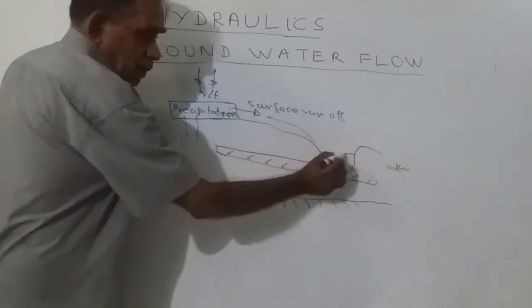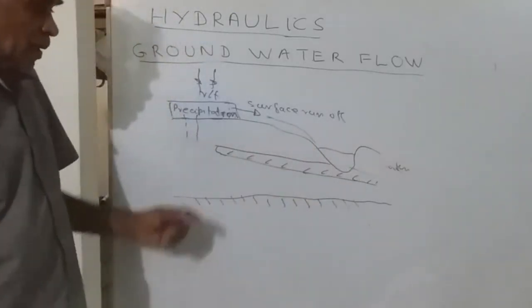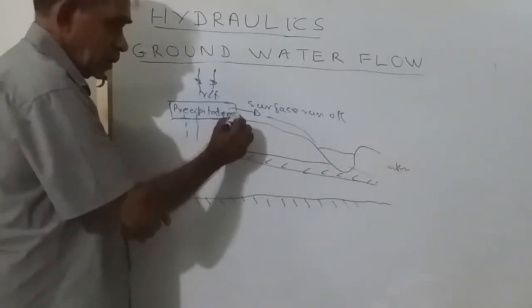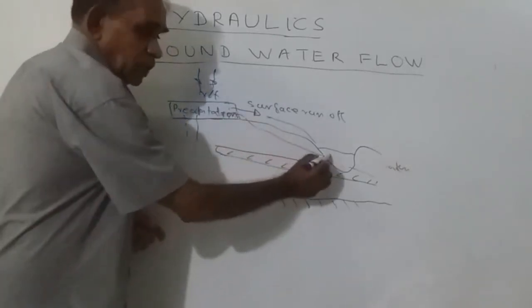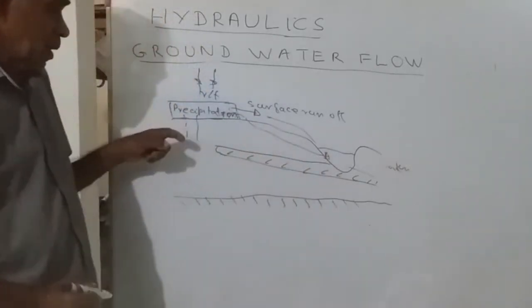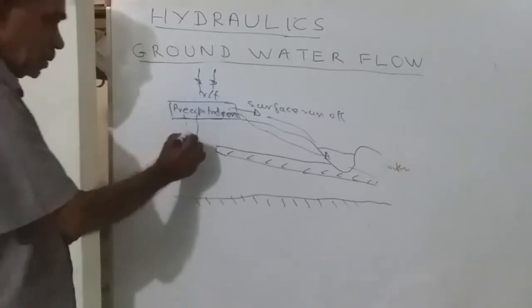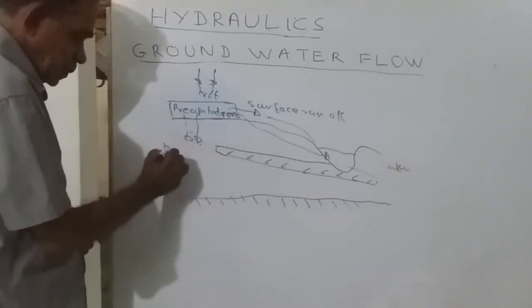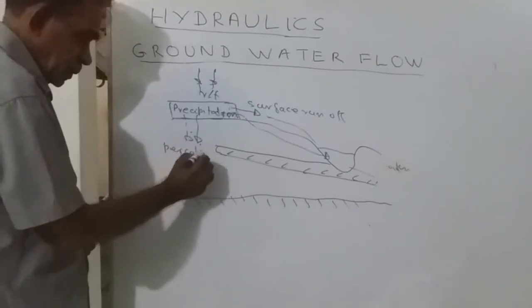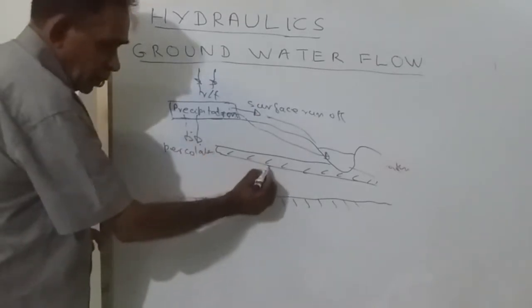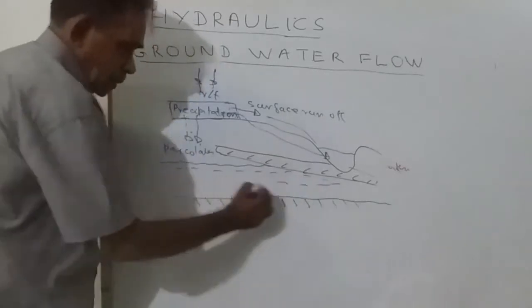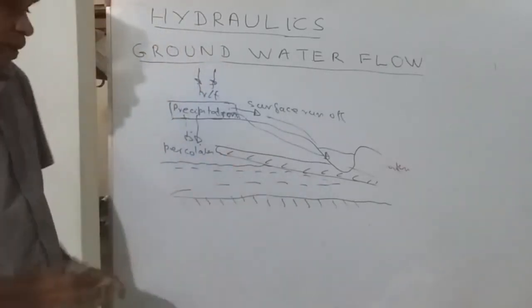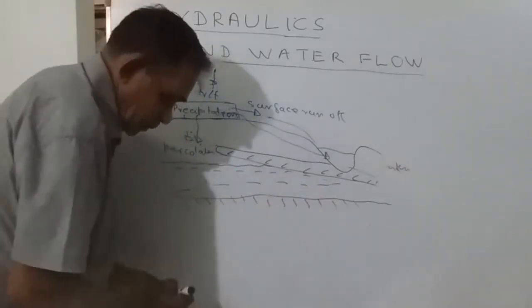recharging the streams here, and some of it goes down like that, again going to the streams, and some part comes down to recharge the aquifer. The water percolates, forming the aquifer here. So water goes to the aquifer. So this is the aquifer inside.